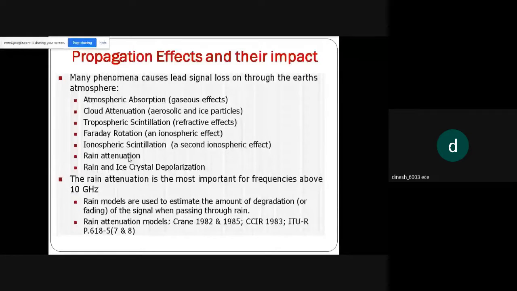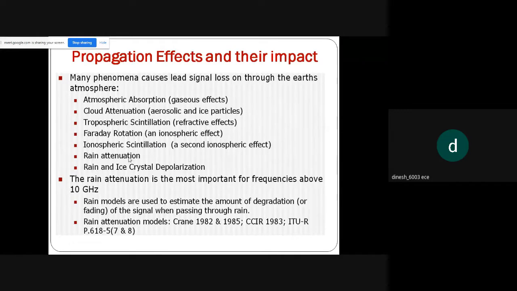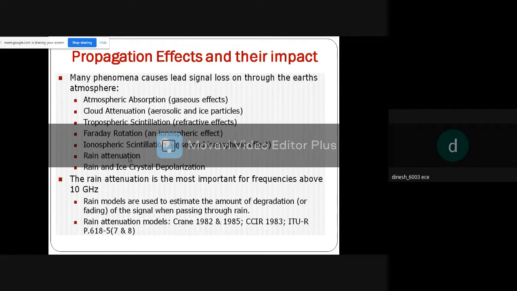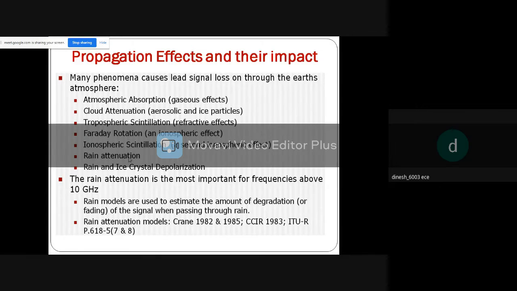Which could be due to atmospheric absorption, which arises due to gaseous effects; the cloud attenuation, which could be due to aerosols and ice particles; tropospheric scintillation, which is due to refractive effects; then Faraday rotation and ionospheric effects; ionospheric scintillation as a second ionospheric effect; and then rain attenuation and rain and ice crystal depolarization.